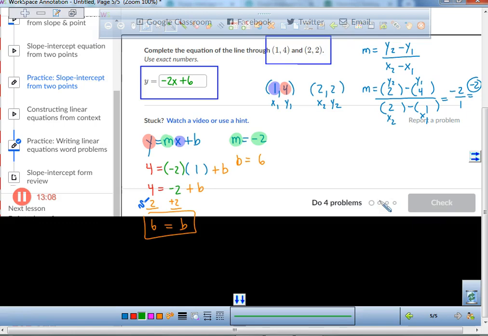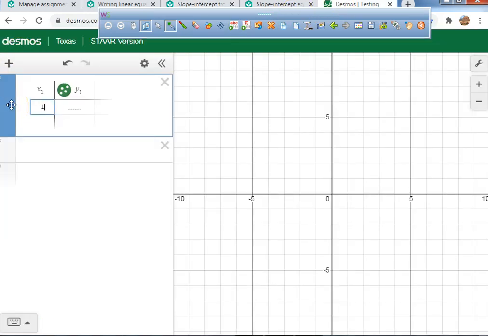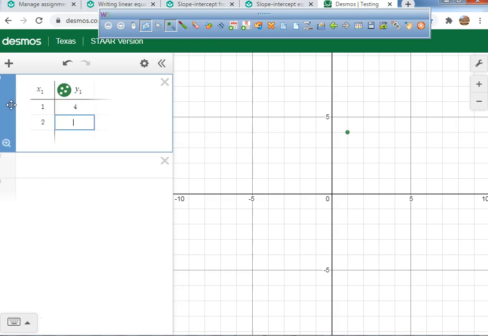Now, in Desmos, what does Desmos do? It does all the work for you, if you just type things in correctly. A 1 and a 4 and a 2 and a 2. So let's go to Desmos. We'll get the same answer, all right? We hit the little plus sign. We make a little table. We had a 1 and a 4 and a 2 and a 2.